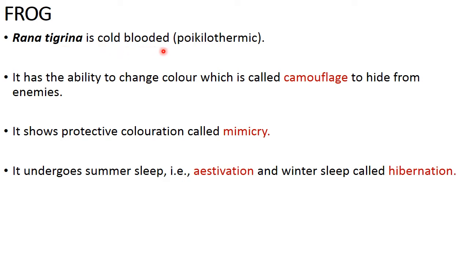So what is the other term for cold-blooded? That is poikilothermic. Frog also, you must have seen that it has the ability to change its color and blend with the surroundings, that is called camouflage, and to hide from the enemies. It also shows protective coloration, mimicry. That means its coloration is light green or olive green so that it blends with the surrounding grass, so it cannot be detected easily. Since it is cold-blooded, it undergoes summer sleep, that is called estivation, and winter sleep that is called hibernation.